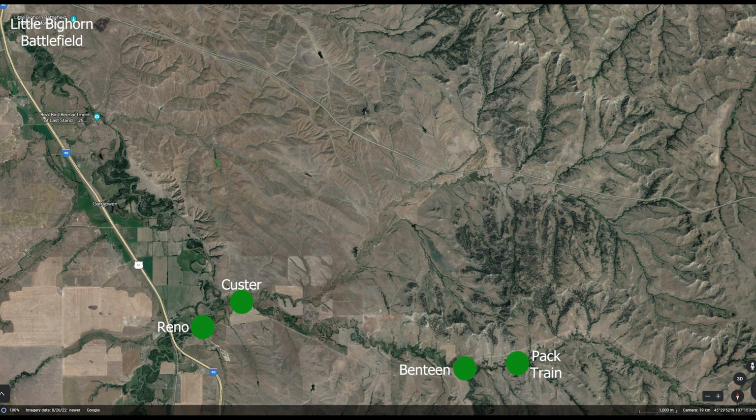Just before 3, the pack train arrives at the morass, and Benteen and his men move out following Reno Creek towards the valley. In the next few minutes, the Battle of the Little Bighorn will begin. In the next episode, we will follow the opening portions of the battle.